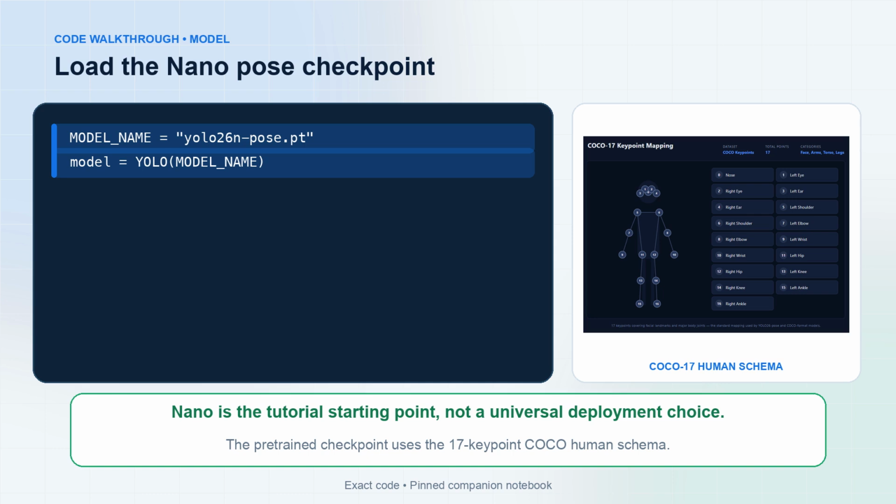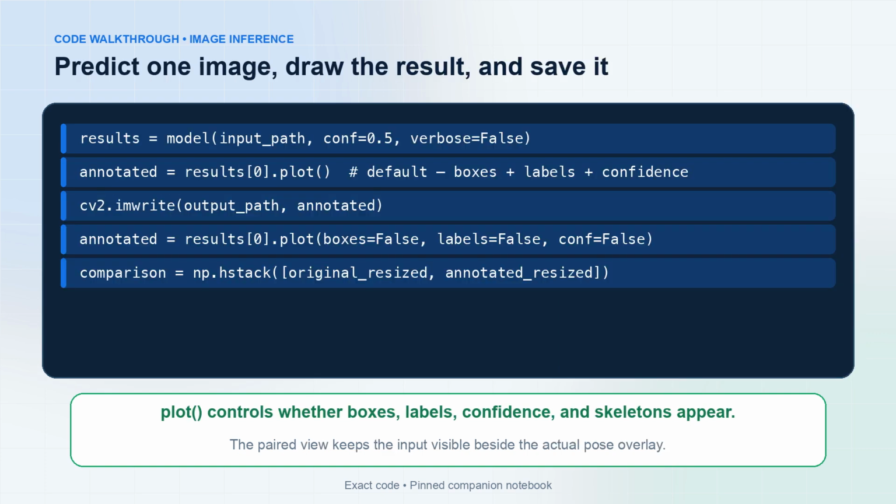With the environment prepped, it's time to initialize. We set model name to yolo26n-pose.pt and simply load it using model equals YOLO, passing in that model name. Like we just touched on, the tutorial intentionally chooses this Nano variant because it's incredibly fast on standard hardware, giving us a really snappy hands-on pipeline without needing a massive GPU array. Now that the model is loaded, let's actually feed it some images and see how we visualize the output.